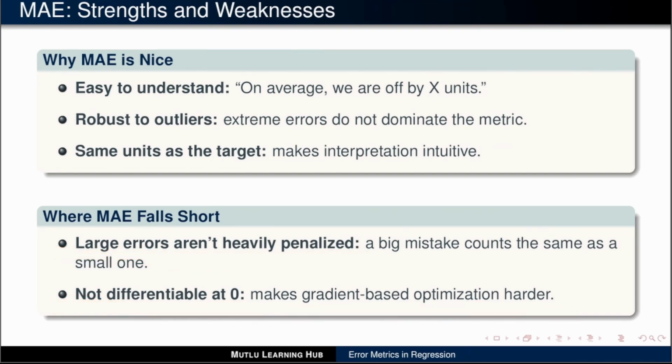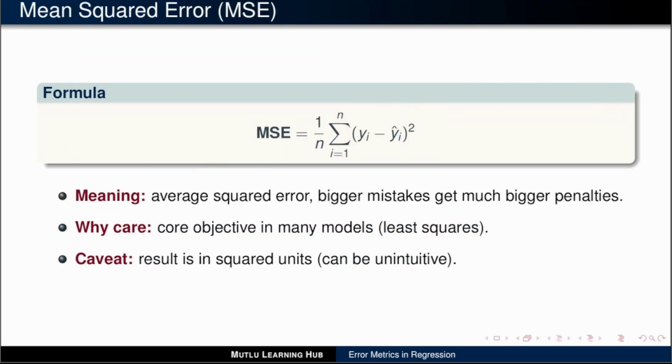Now let's move to mean squared error. Mean squared error takes every error and squares it. So it's the average squared error. If you want bigger mistakes to get much bigger penalties, mean squared error is a good choice. And it's the core objective in many models. But the result is in squared units, so it can be unintuitive.